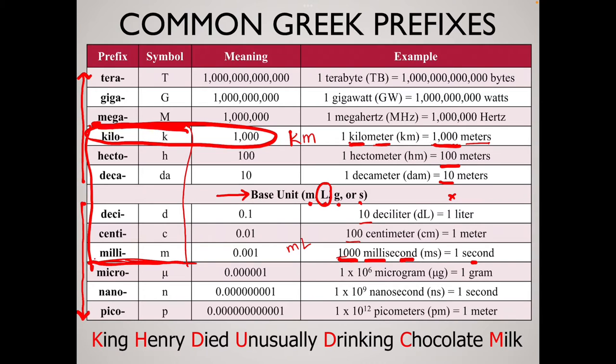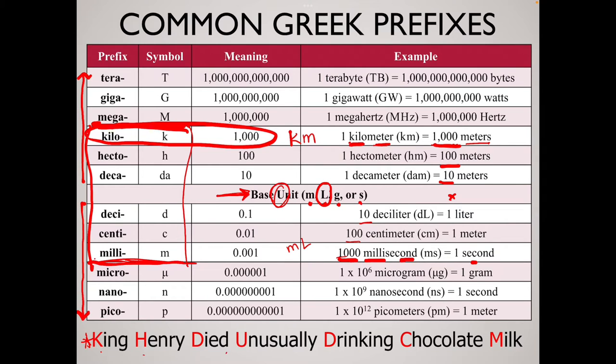10, 100, 1,000. The way that I would like you to remember this is King Henry died unusually drinking chocolate milk. And you know by now that I tell you a lot of silly things to help you remember some of the trickier topics in this class. So this will help you with the order of the prefixes. King is kilo, Henry is hecto, died is deca, unusually is our base unit, right? So that stands for unit. And then drinking is deci, chocolate is centi, and then milk is milli.